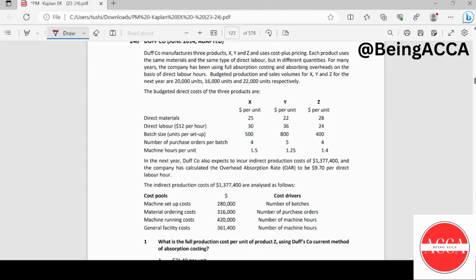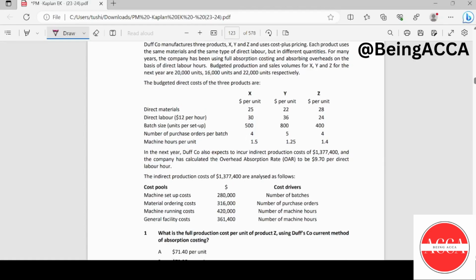For many years, the company has been using full absorption costing and absorbing overheads on the basis of direct labor hours. Budgeted production and sales volumes for X, Y, and Z for the next year are these units respectively. The budgeted direct costs of the three products are these. We have direct material, labor, batch size, number of purchase orders, machine hours. In the next year, Duff Company also expects to incur direct production costs of these many.